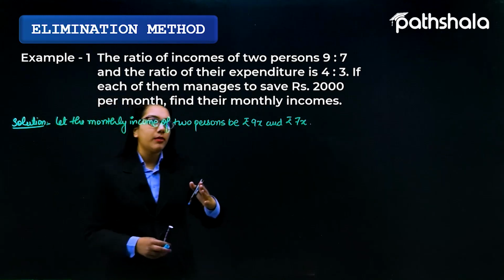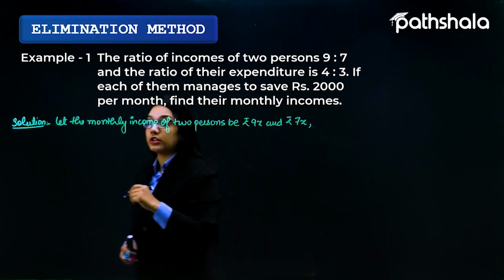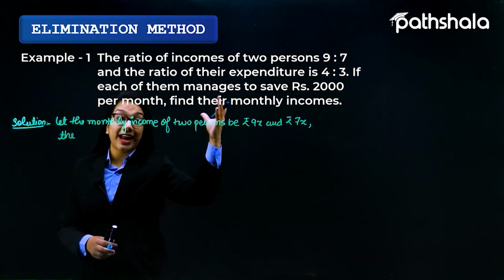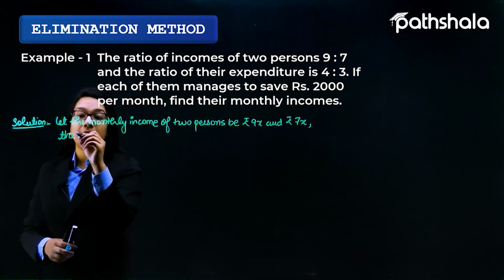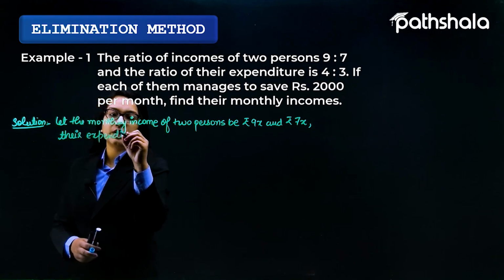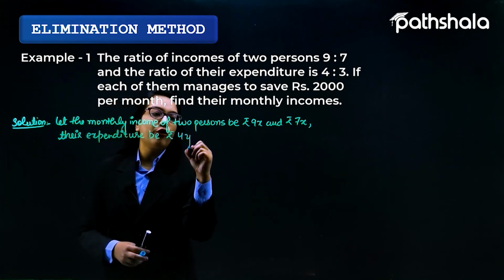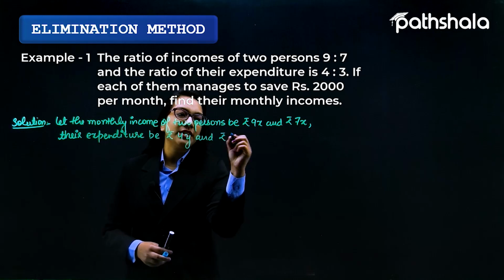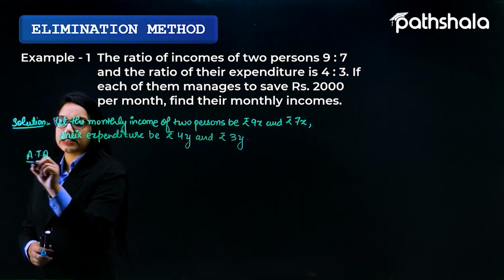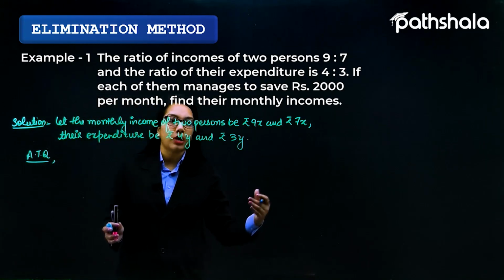So let the monthly incomes of the two persons be rupees 9x and rupees 7x, and further, let their expenditures be rupees 4y and rupees 3y. According to the question, they are managing to save rupees 2000.